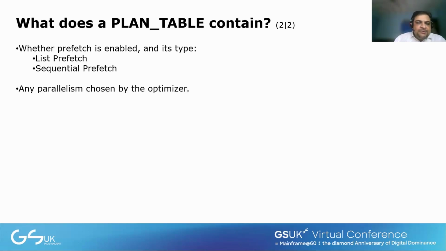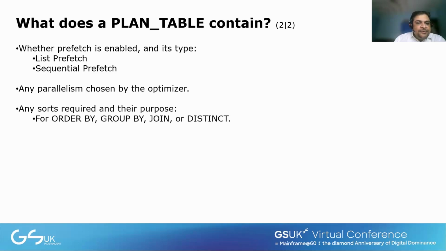Okay, is any parallelism chosen? Is it using order by, group by, join, or distinct? When you use these functions while writing an SQL, it might trigger a sort of the data. Sorting is always a big problem. If there is a huge chunk of data and it is sorting, it is going to stall the processing for some time and drag the performance of your SQL. So always take care of these things.